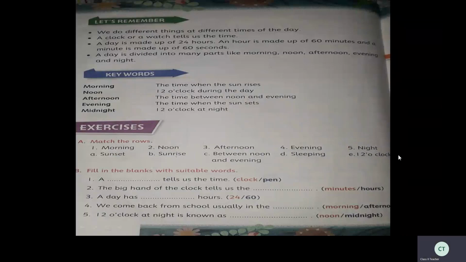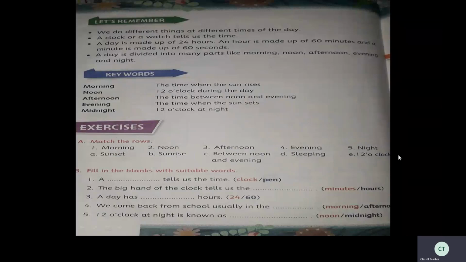The next, fill in the blanks with suitable words. First one. A dash tells us the time. Who tells us the time? Clock or pen? Yes, a clock tells us the time. Then next, the big hand of the clock tells us the dash. Minutes, hours. Yes, the answer is minutes. The big hand of the clock tells us the minutes.